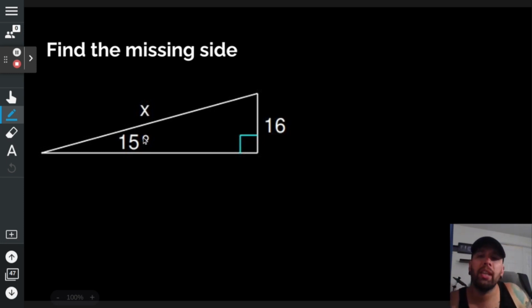So the angle that I care about is the only one that's given to me, other than 90, 15 degrees. So let's compare x and 16 for 15 degrees. X is the hypotenuse no matter what. 16, in reference to 15 degrees, is the opposite side. So once again, I need the SOH CAH TOA that involves the opposite and the hypotenuse, and it's SOH again.